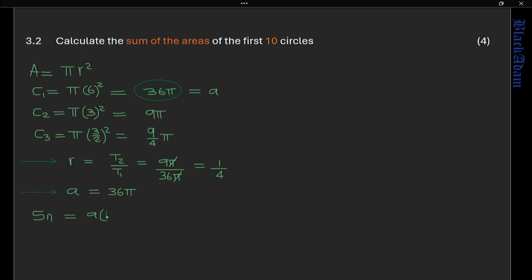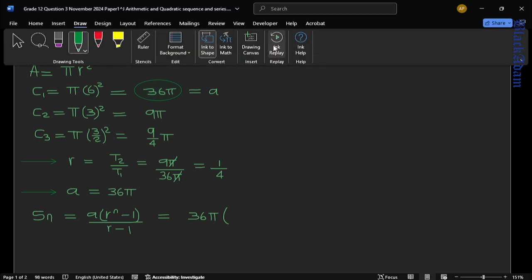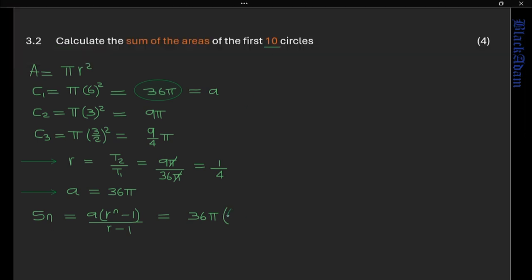So we have 36 pi as our A, and now we have to calculate the sum of n, which is going to be A bracket R to the power n minus 1 over R minus 1. So A is 36 pi, and our ratio is 1/4. Our ratio is going to be 1/4 to the power 10, and then minus 1, all over 1/4 minus 1.